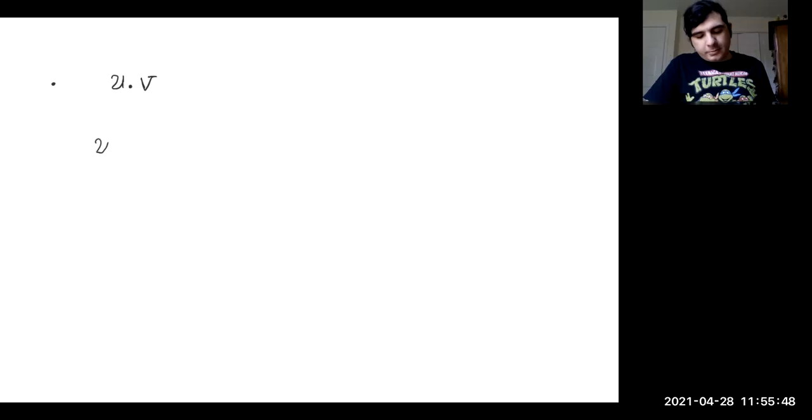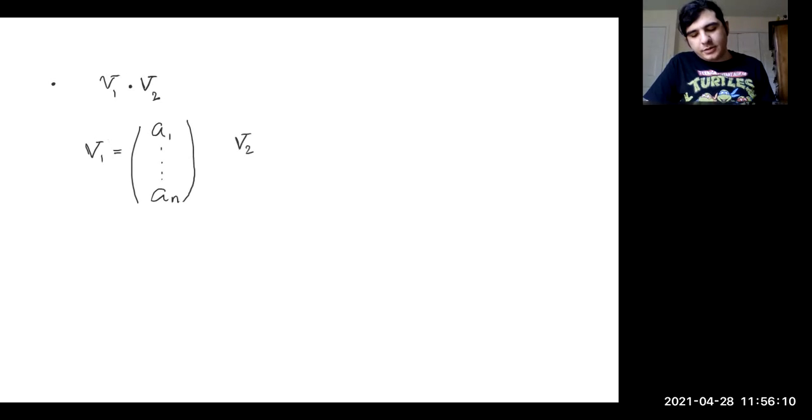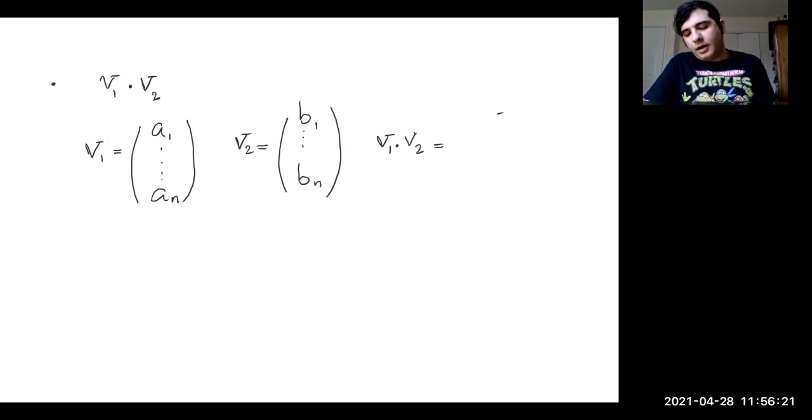Did I use v1 and v2, I guess? Yeah, sorry. So let's use the same notation. Say we have two vectors v1 and v2. If the vector v1 is equal to a1 up to an, and the vector v2 is equal to b1 up to bn, well, we know the inner product simply is the sum of ai bi, the standard inner product on Rn, right?